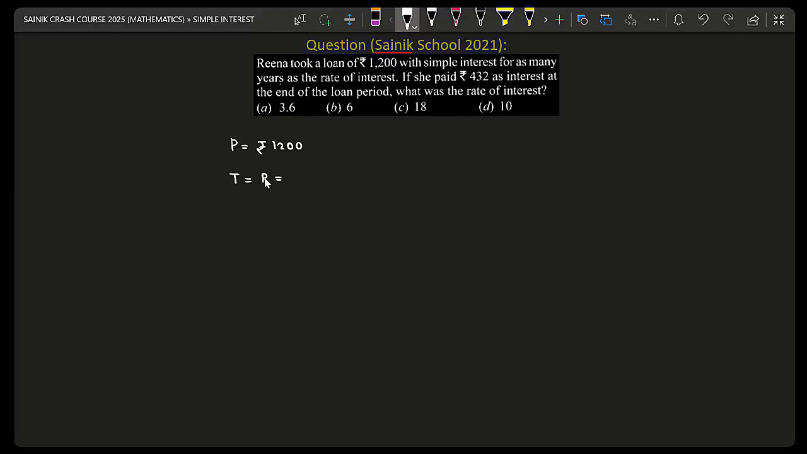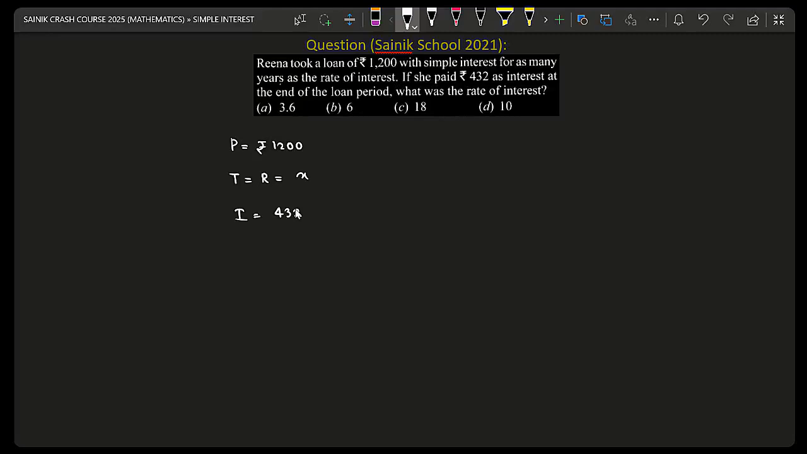If both are equal, can we use any variable? Both are equal to x, let us say. Now, what is this 432 rupees? It is the interest, so we can write I is equal to 432. Now we want to find the value of this rate of interest, the x value. How can we solve?